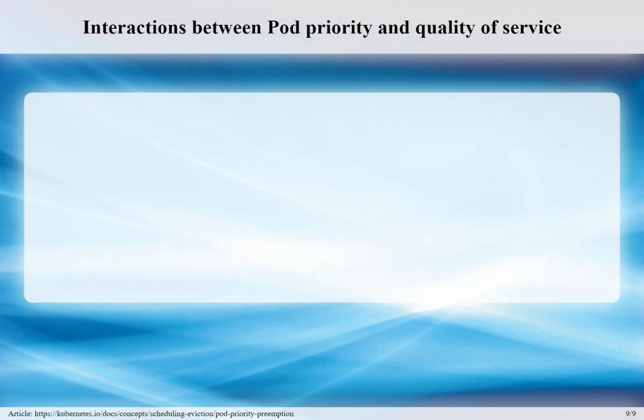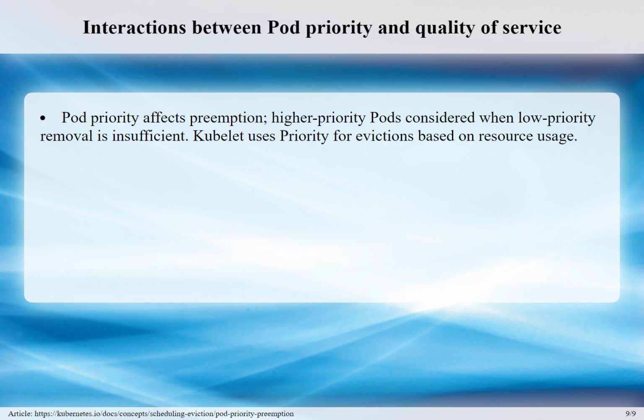Interactions between pod priority and quality of service. Pod priority and QoS class are separate features with minimal interactions. Pod priority impacts the scheduler's preemption logic, selecting targets with the lowest priority. When lower priority pods' removal isn't enough for preemption, higher priority ones are considered unless protected by pod disruption budget. Kubelet considers priority for node pressure eviction. QoS class helps estimate eviction order. Evictions consider starved resource usage, priority, and resource usage above requests, preferring pods within usage limits over higher priority ones exceeding them.